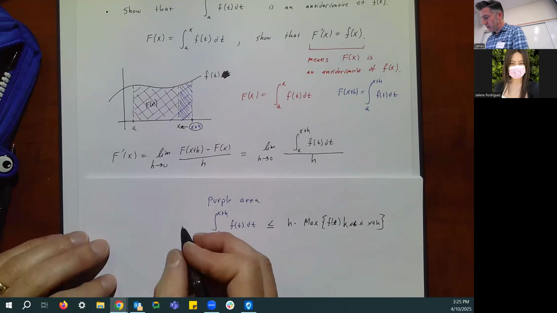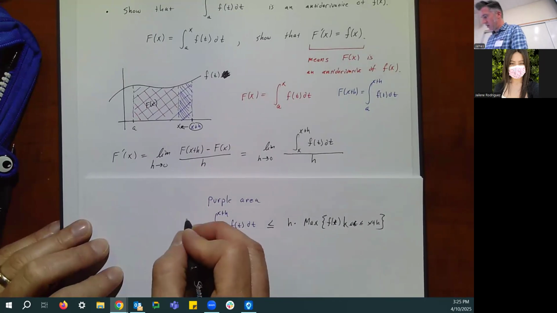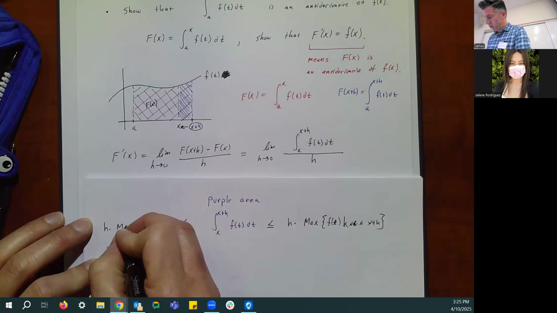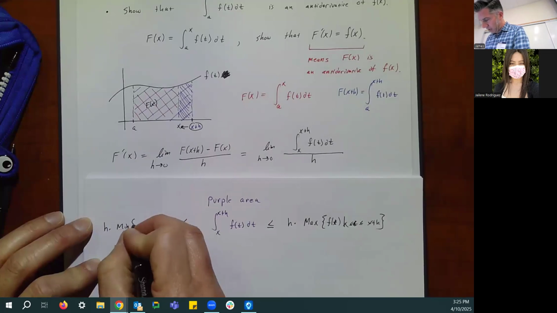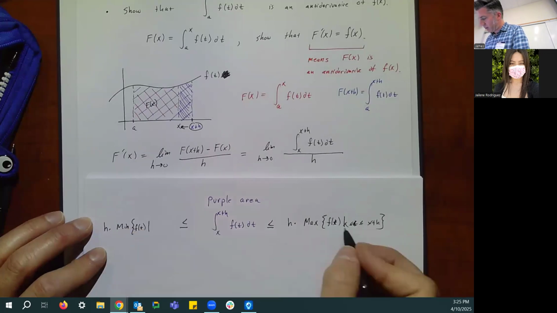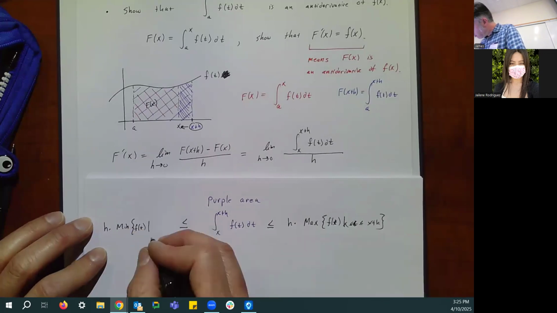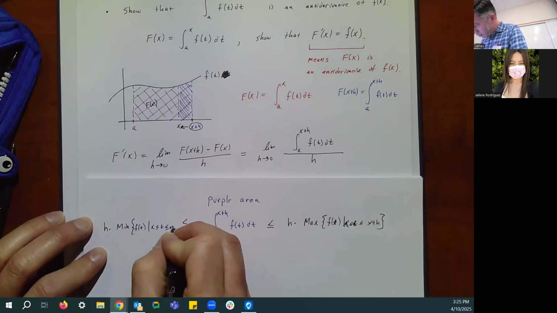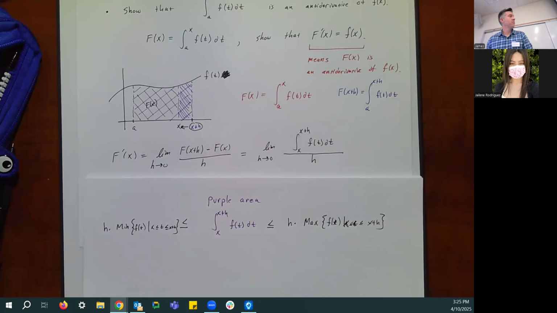And similarly, that area is bigger than or equal to the base of a rectangle times the minimum value of the function f of t, where t is still between x and x plus h. I wrote that really terribly, I apologize. So this purple area is between the area of two rectangles. But now look what's going to happen.